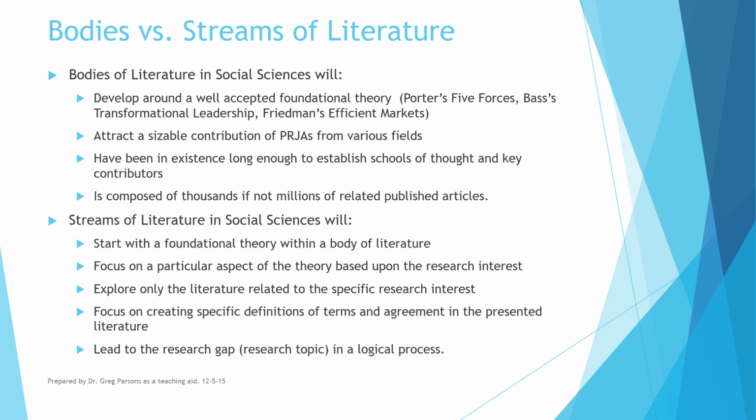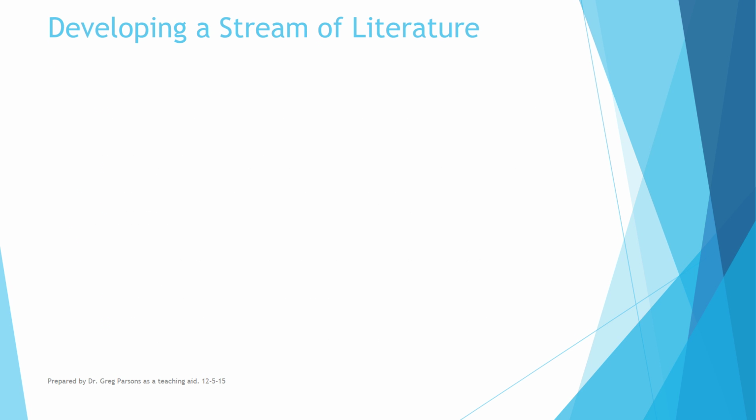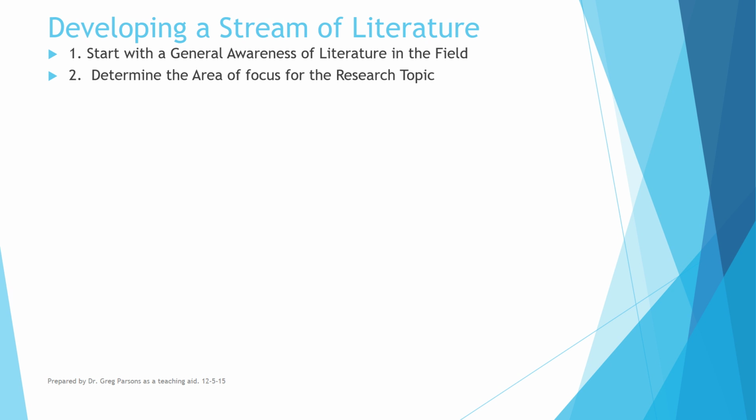And this is the point of the literature stream, is it leads to a question, or if you want to call it a gap or a topic, in a logical process. And I'll be going into that more in future slides. So how do you do it? Well, the first step is you have to start with a general awareness of the literature in the field, the body of literature, so you know which are the theories that are available. Then, as you begin to focus in and develop your particular topic that you want to work with, then you're going to start to focus.